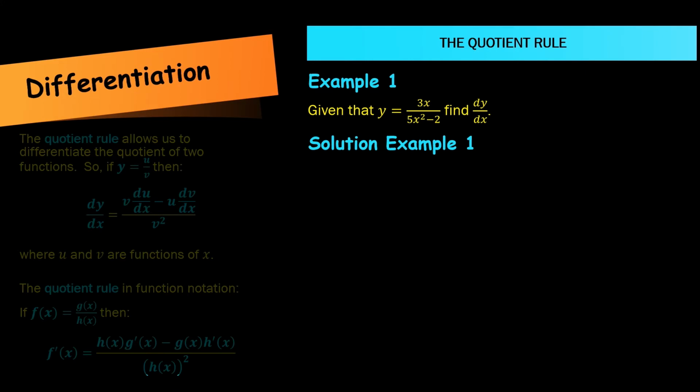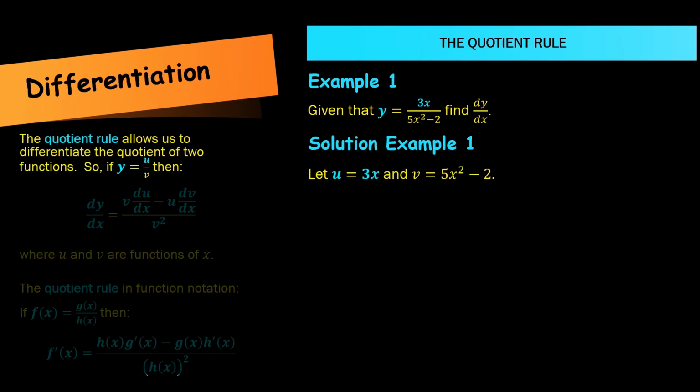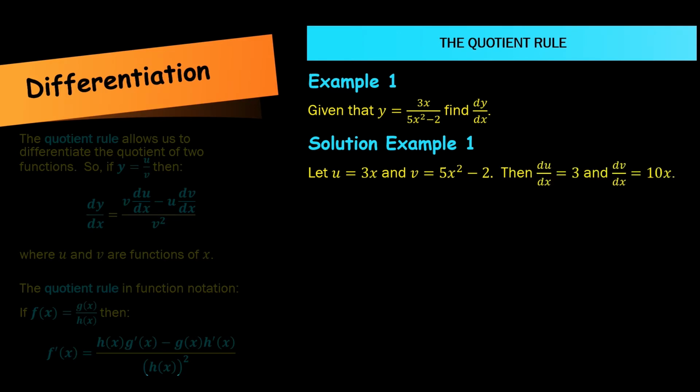So let's solve this. We're going to let u equal 3x, since it's the numerator, and v equal 5x squared minus 2, since this is the denominator. So we have du dx equals 3, we've simply differentiated 3x, and dv dx equals 10x, we have of course differentiated v equals 5x squared minus 2.